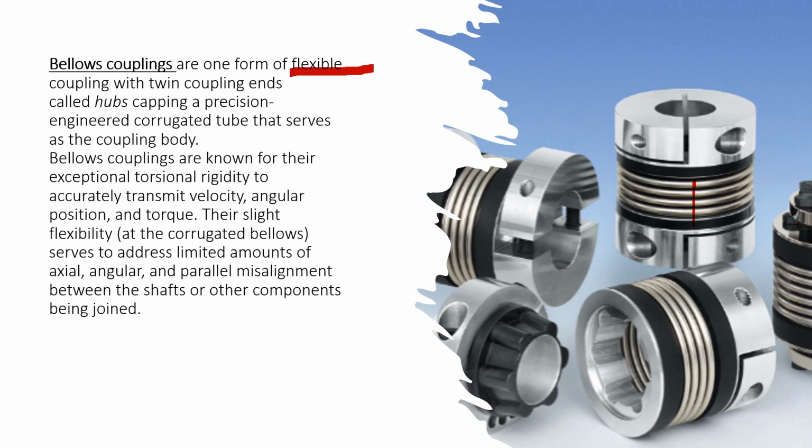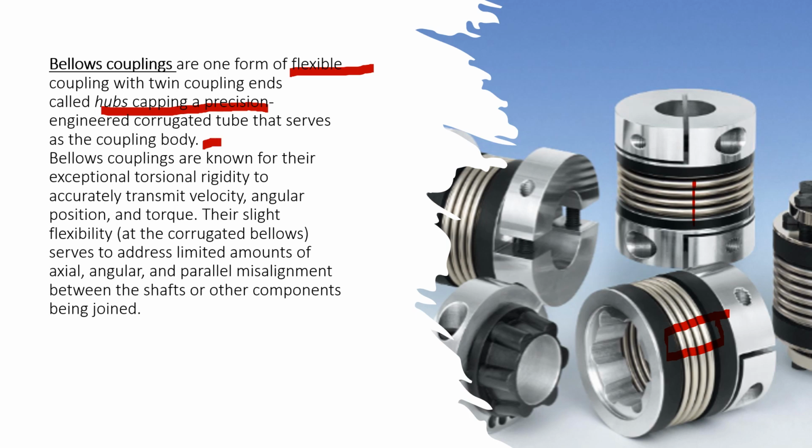You cannot say exactly, but up to some degree it can move, 2 to 5 degrees. The bellows can adjust by itself, because it is not fixed. It is a movable part. That's why it is called a flexible coupling. So it is one flexible coupling with twin coupling ends called hubs, capping a precision-engineered corrugated tube that serves as the coupling body.